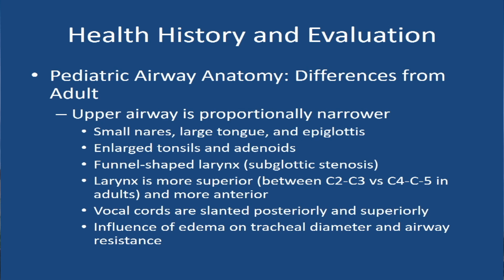The pediatric airway anatomy, the differences from the adult. The upper airway is proportionally narrower. The children have small nares, large tongue and epiglottis, enlarged tonsils and adenoids, and a funnel-shaped larynx. It may be a result of subglottic stenosis. The larynx is more superior, between C2 and C3 versus C4 and C5 in the adults, and it's more anterior. The vocal cords are slanted posteriorly and superiorly. The influence of edema on tracheal diameter and airway resistance was described in the previous slides.